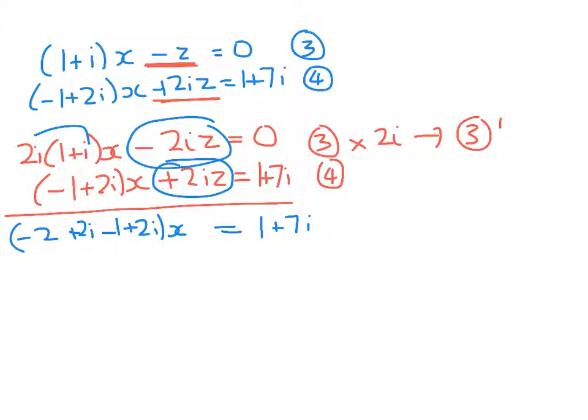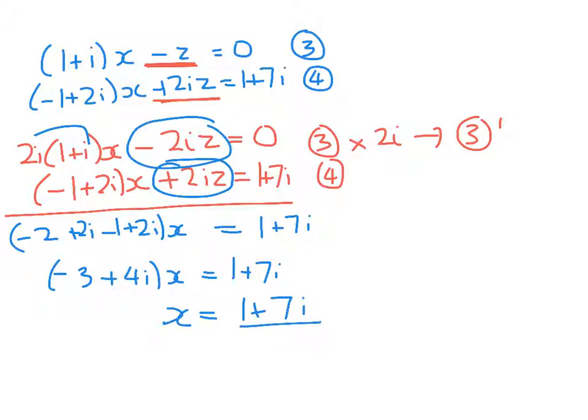Let's see what we get now. So that gives me negative 3 plus 4i x is equal to 1 plus 7i. So we should be feeling pretty happy about now because we've got our first solution coming out. So there we go, x is equal to this. All right, just a tiny bit of complex numbers, Achieve level skill. We just multiply through by the conjugate.